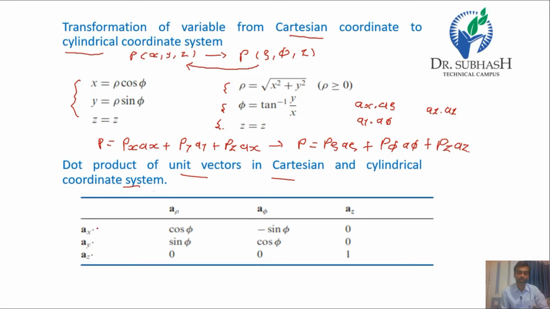Here, suppose we require the dot product between Ax and A rho, then we use Ax dot A rho. For that we use cos phi. Similarly, if it is Ax dot A phi, then we use minus sin phi, and if it is Ax dot Az, then we use 0.